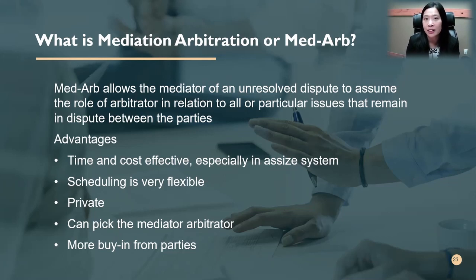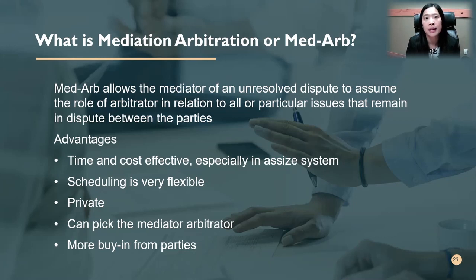Then your mediator at the end of that process will say, okay, it looks like you guys are far, far apart on the spousal support issue. I don't think it's worth anyone's time to spend more time on trying to resolve it because everybody's too far apart. In which case the mediator then puts on the arbitrator hat and will just decide. So the benefit of that is, of course, it's time and cost effective, especially in an assize system. You're not failing out of a mediation and then waiting for a trial. Like I said, the scheduling is very flexible. The mediator arbitrator will tell you when they're available and then you book in a time.